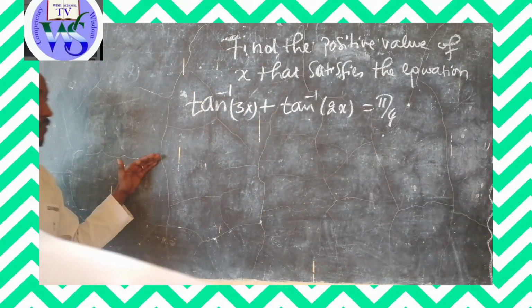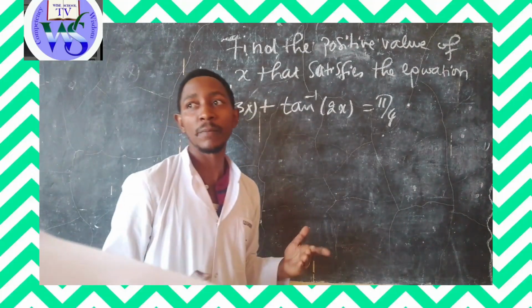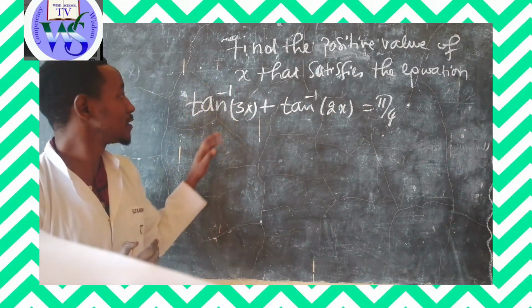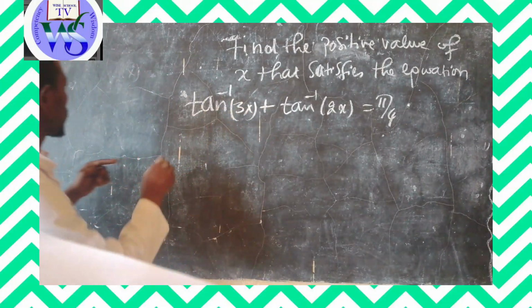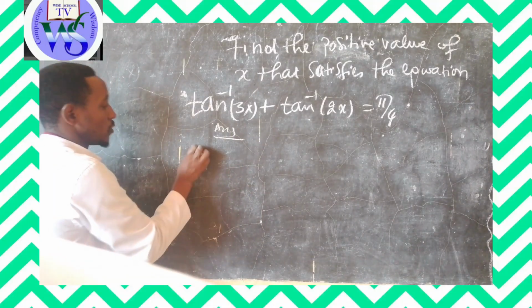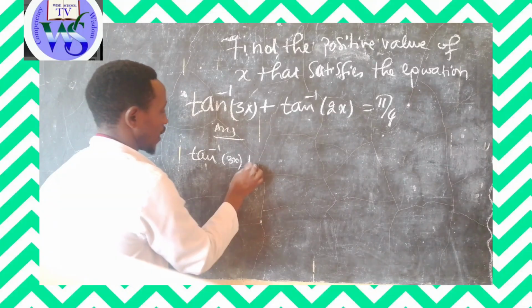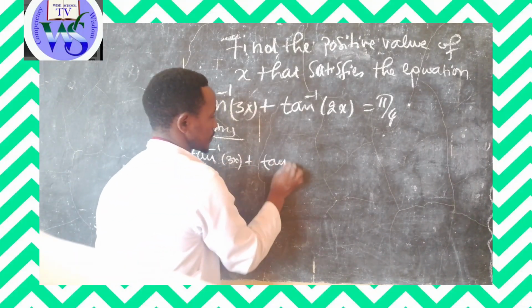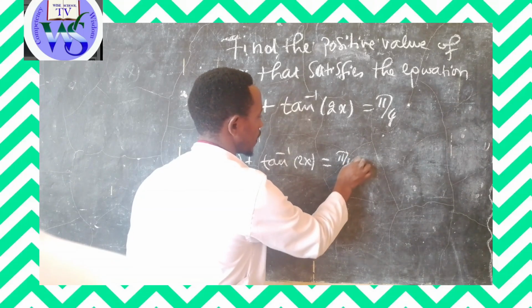The domain of this function is all real numbers. So to solve a question like this: tan⁻¹(3x) + arctan(2x) = π/4.